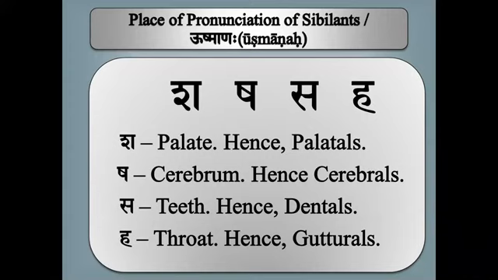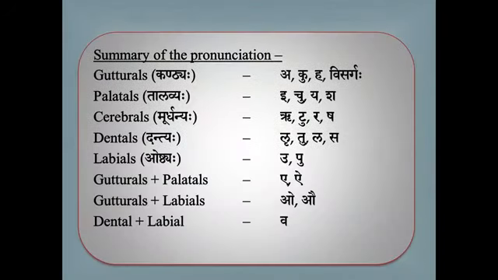Similarly, among the semi-vowels, all the semi-vowels are Alpaprana. There is no Mahaprana semi-vowel. Ya, Ra, La, Va, all the four are Alpaprana. We will see the classification in a table format. Now, before that, the summary of the place of pronunciation.